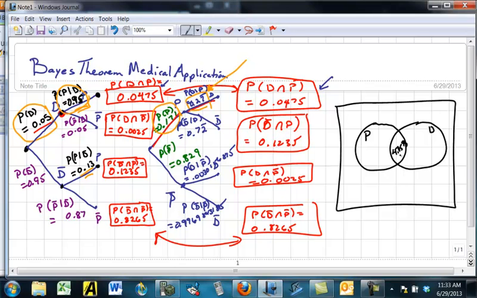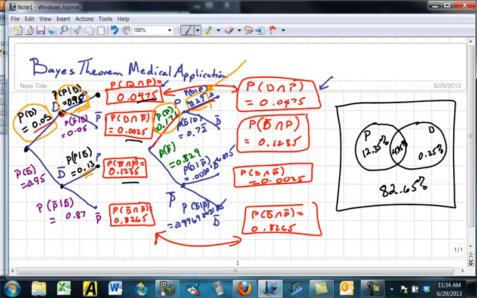Well, that's this one. Okay. Disease and not positive, that's this part, that's 0.25%. Positive and no disease, that's this one, 12.35%. And out here is not positive, not disease. That's the biggest part of the population, 82.65%. So that can be useful in kind of seeing where these 4 things lie.